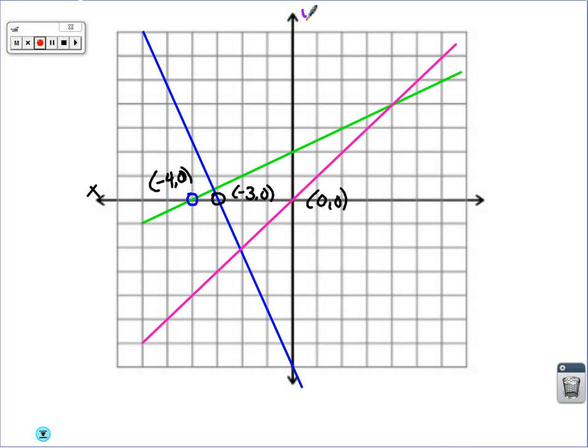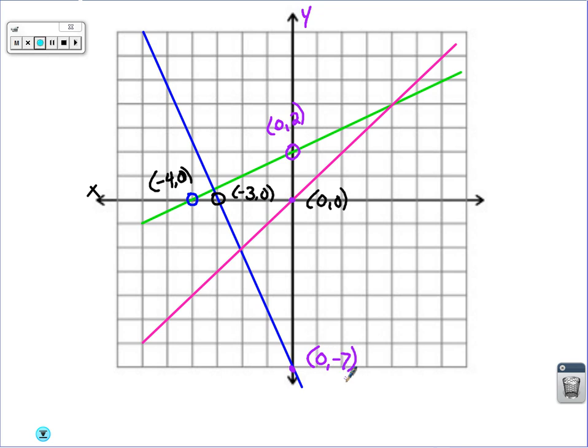Y-intercept, reminder, the y-axis is your vertical axis. A y-intercept is where a line or graph crosses the y-axis. We see here that this green line crosses the y-axis at the point 0, 2. The pink line crosses also at the point 0, 0, and the blue line crosses at the point 0, -7.